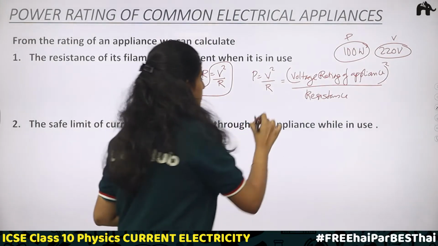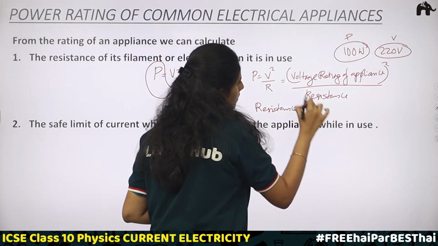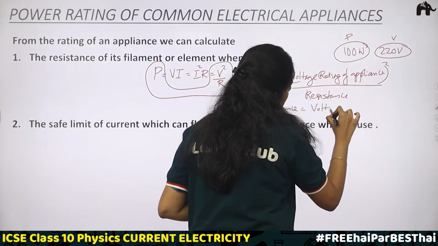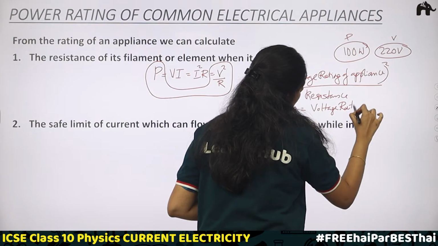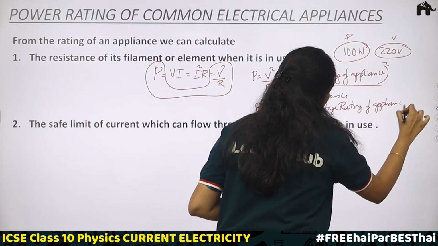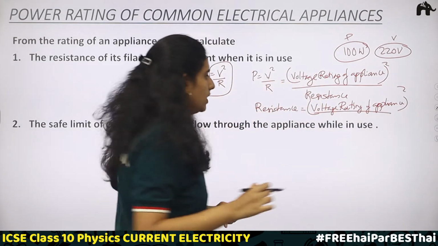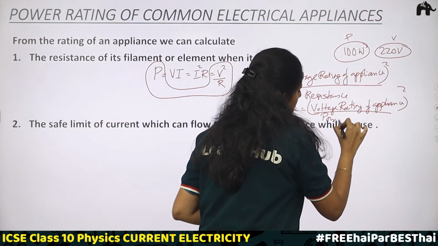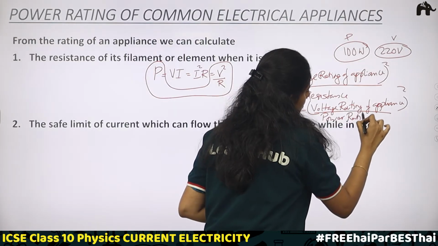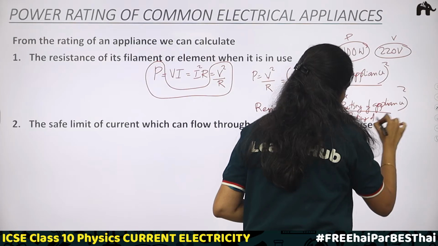In that case, we can find the resistance. Resistance will be equal to the voltage rating of the appliance squared divided by, taking the power to the denominator, the power rating, or the power rated on the appliance.